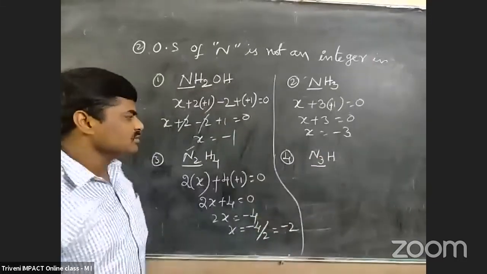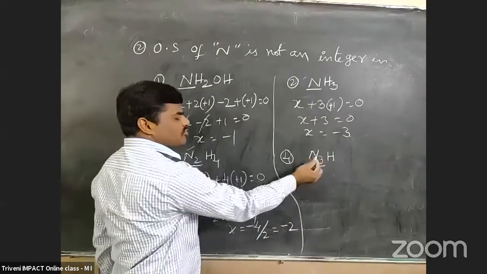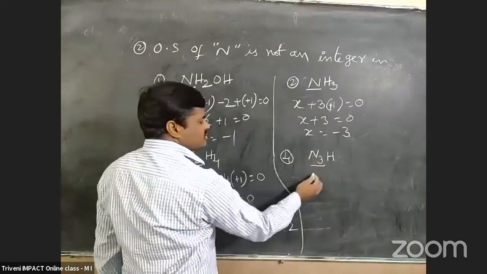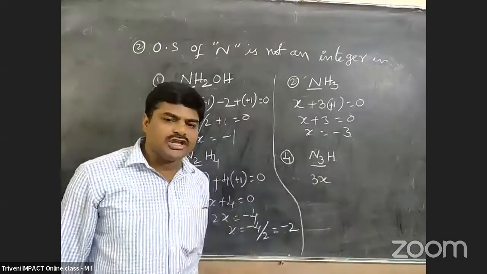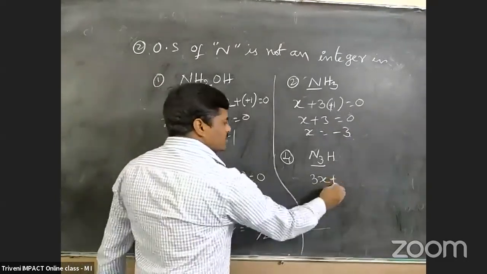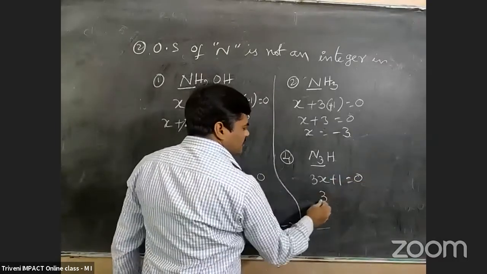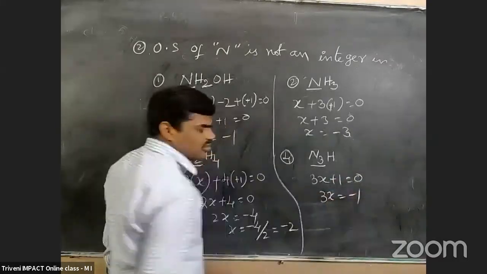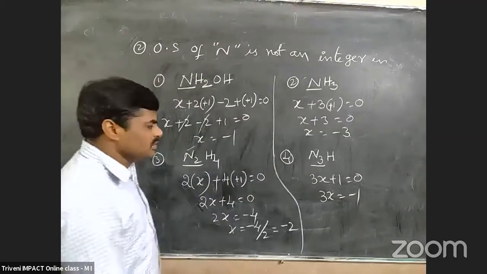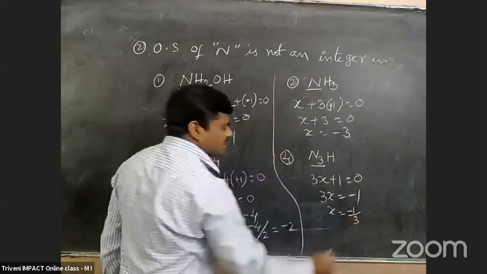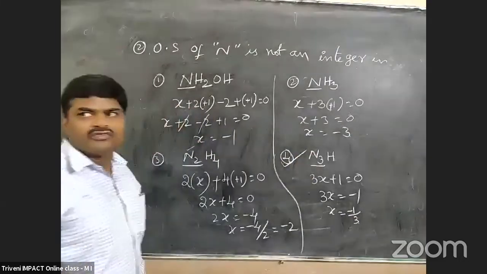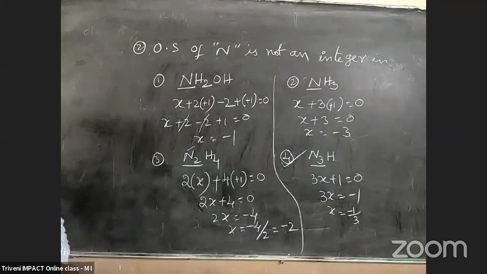In the fourth option, let the oxidation state of nitrogen be X. There are 3 nitrogens, so 3 into X, plus the hydrogen oxidation state of +1, is equal to 0. Then 3x is equal to -1, so x is equal to -1 by 3. So it is not an integer, so it is the correct answer. All of you note down: the fourth answer is the correct one.